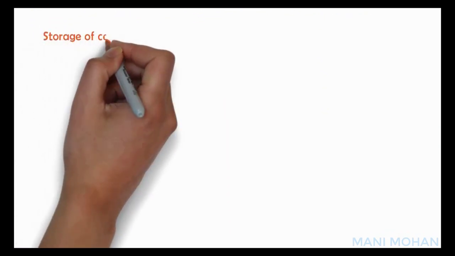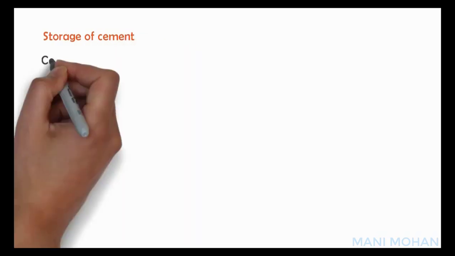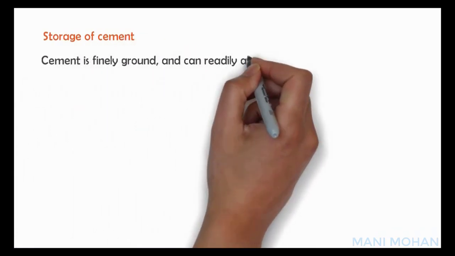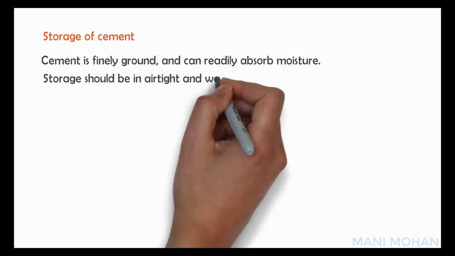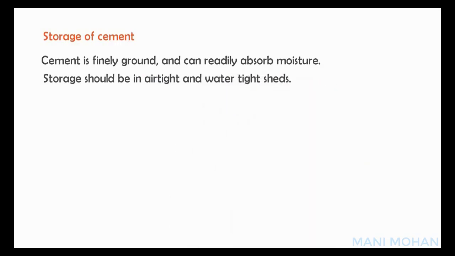Storage of cement. Cement is very finely ground and readily absorbs moisture, hence care should be taken to ensure that the cement bags are not in contact with moisture. They should be stored in airtight and watertight sheds and used in such a way that the bags that come in first are the first to go out.